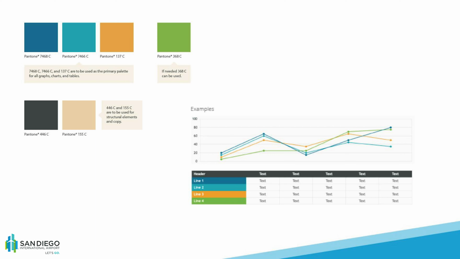The go-to colors for graphs, charts, and tables are sky, sea, and fresh values from our secondary palette. These hues should provide adequate contrast for any type of graph, chart, or table you use. If a 4th color is needed, Pantone color 368C from our secondary palette may also be used. If additional colors are needed, tints and shades of the secondary palette should be used rather than introducing a 5th hue. Gray can and should be used for copy and structural elements where necessary.